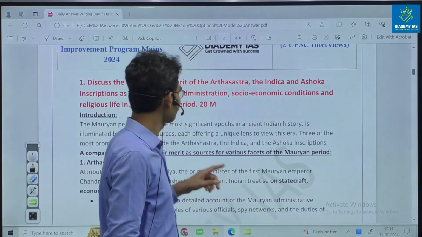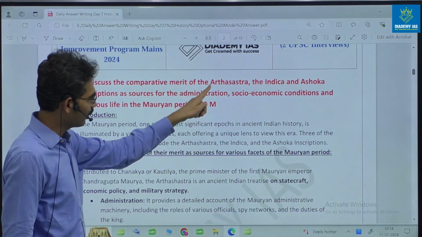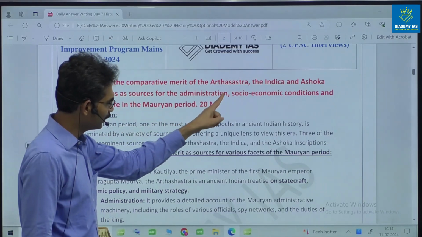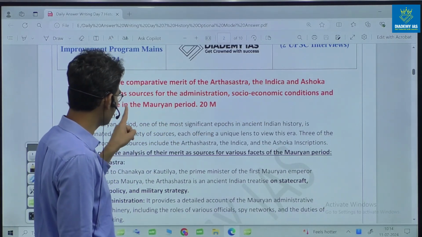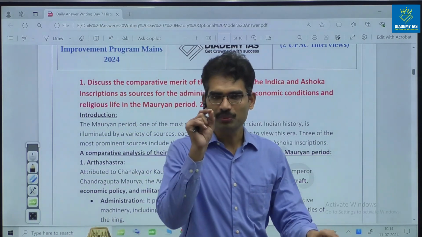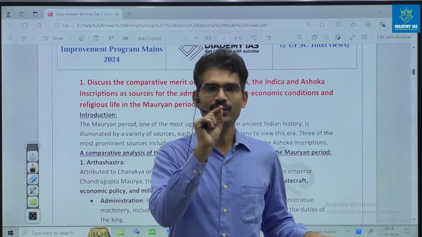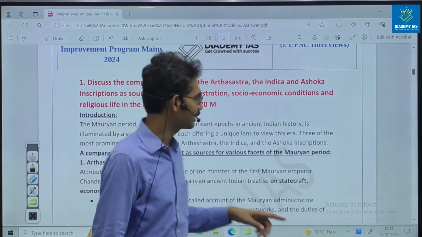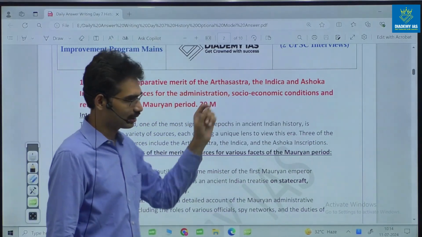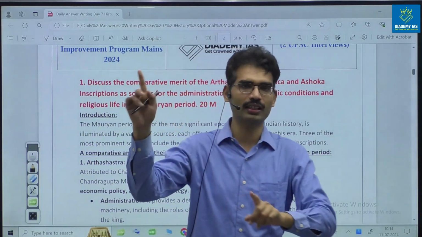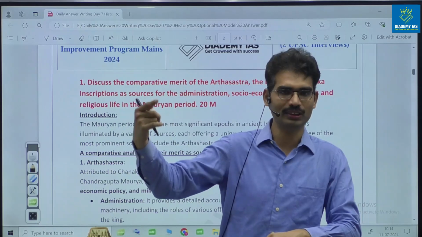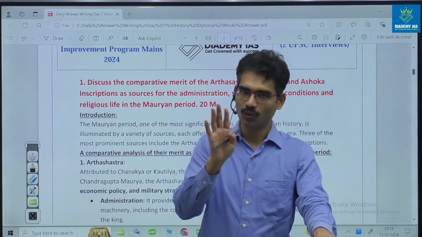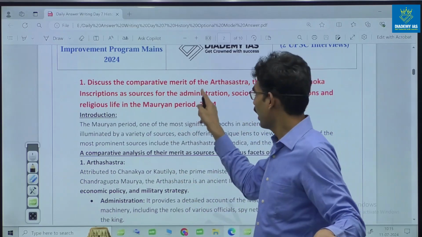If you observe this question: discuss the comparative merit of the Arthashastra, the Indica and Ashoka inscriptions as sources for the administration, socio-economic conditions and religious life in the Mauryan period. If you observe very closely, each and every word can be asked as a 10-marker question or 15-marker question. For example, discuss the comparative merit of Arthashastra. If I just frame one question on Arthashastra itself, I can ask for 10 marks, 15 marks, 20 marks also. But here, in one question, only for 20 marks, you have to write about Arthashastra.